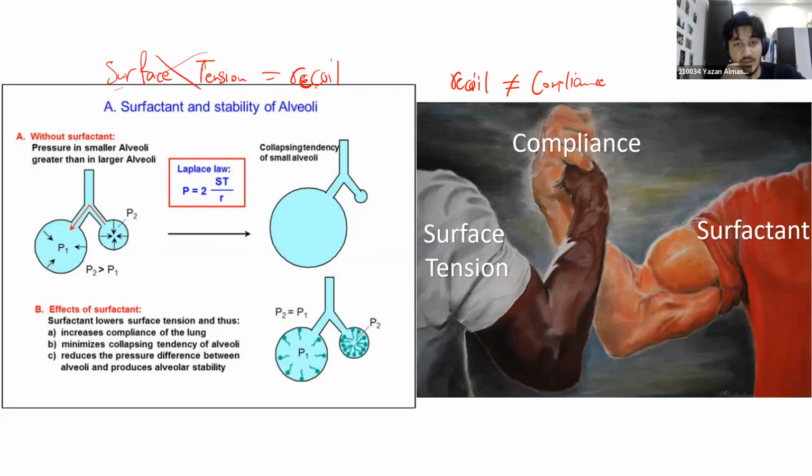And recoil is also the enemy. On the other hand, we want surfactant. We're going to get to what surfactant is in a bit. Surfactant is going to oppose surface tension. It's going to be the opposite.